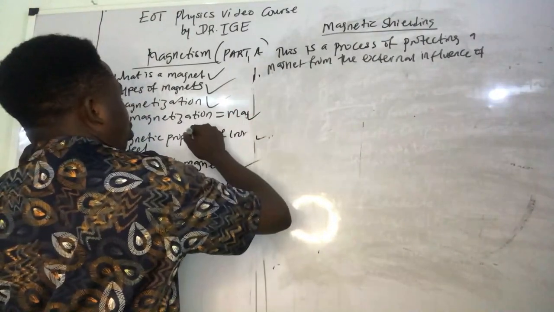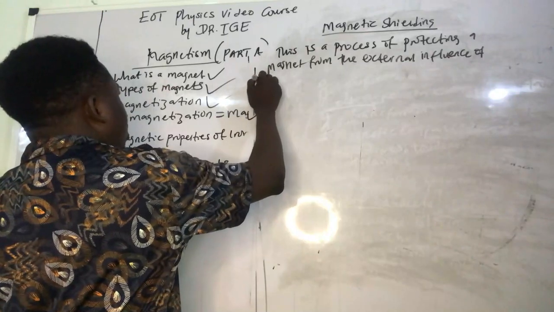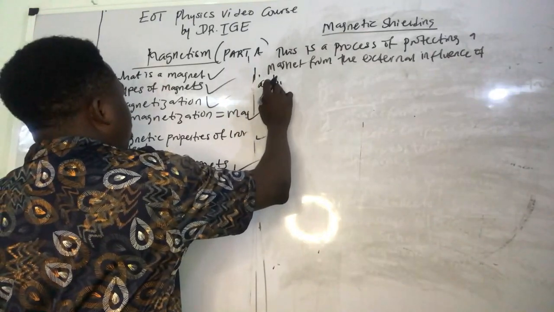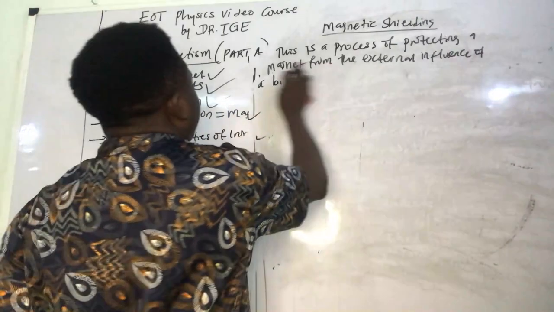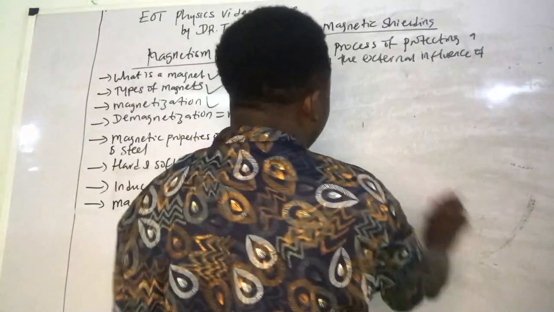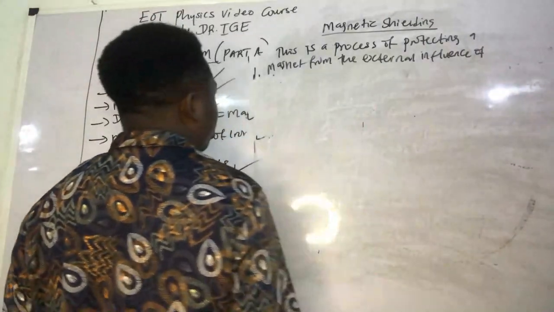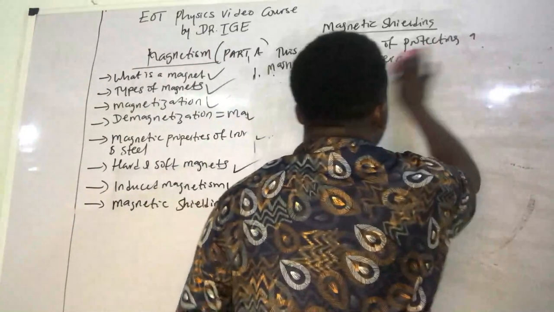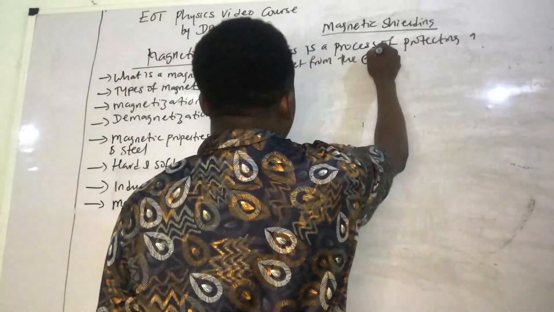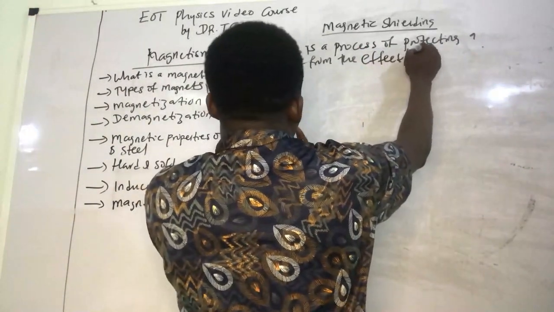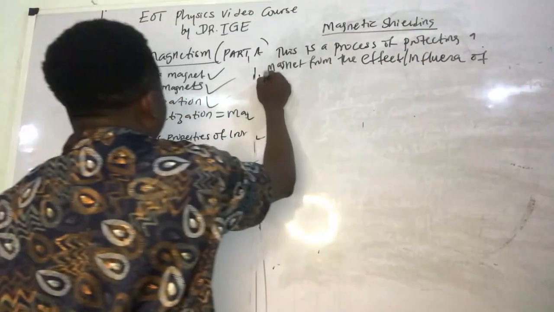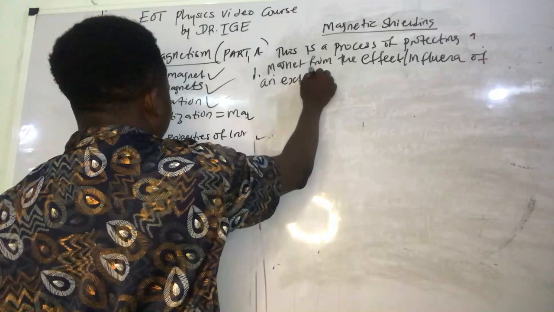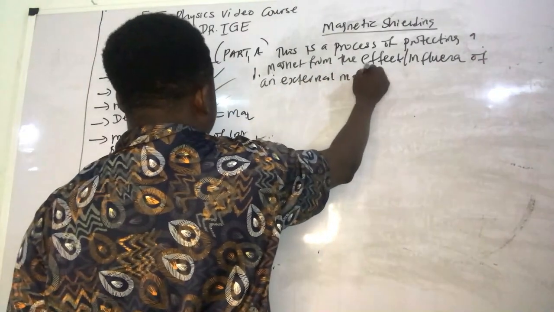This is the process of protecting a magnet from the effect or influence of an external magnetic field.